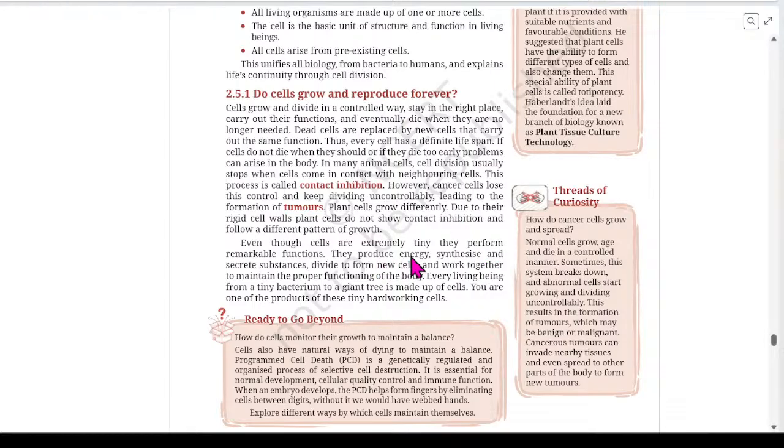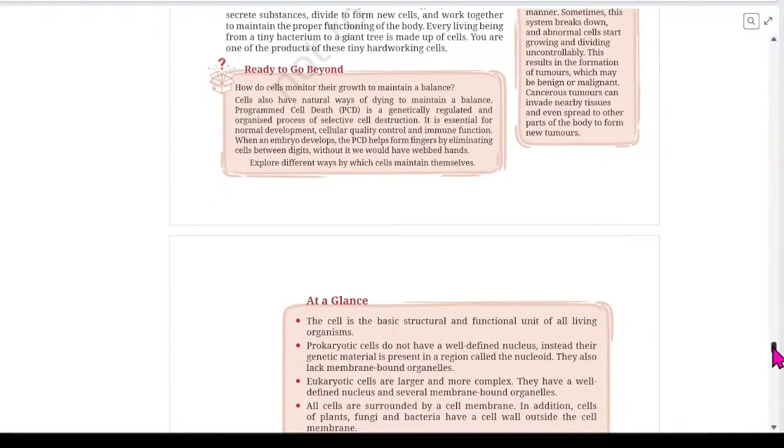Even though cells are extremely tiny, they perform remarkable functions. They produce energy, synthesize and secrete substances, divide to form new cells, and work together to maintain the proper functioning of the body. Every living being, from a tiny bacterium to a giant tree, is made up of cells. You are one of the products of these tiny hardworking cells.